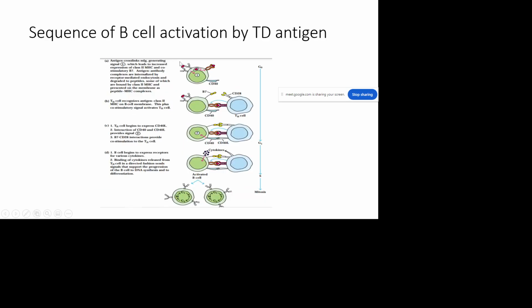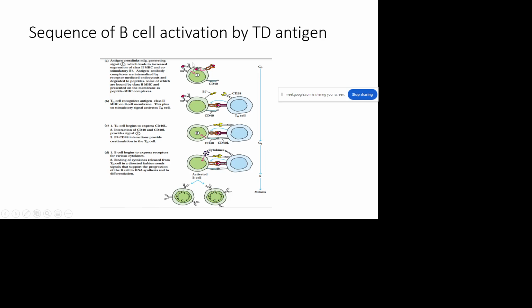So antigen crosslinks with the membrane immunoglobulin, which will generate signal 1, which leads to increased expression of class 2 MHC and co-stimulatory B7. So after this antigenic interaction, the B cell will start expressing the class 2 MHC protein and the co-stimulatory factor B7, right?